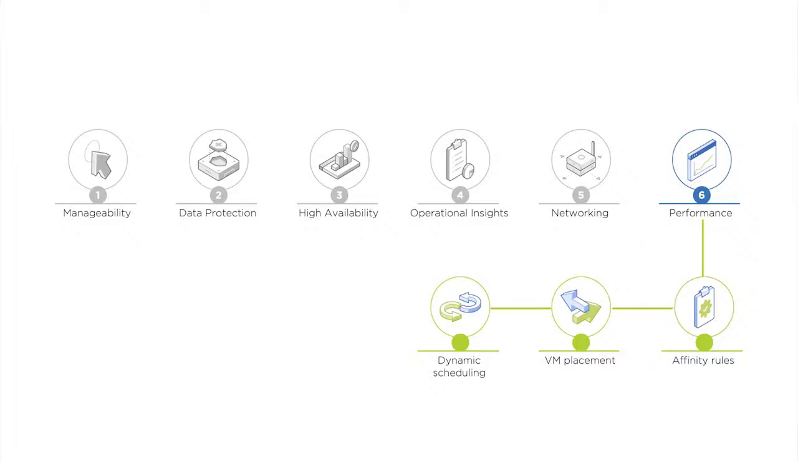VM placement involves two things. First, balancing workloads up front during initial VM creation, and second, optimization that occurs either when you create and power on a new VM or when a VM powers off and on for any reason. And finally, affinity rules define which VMs can run on a particular set of hosts, or defining what VMs shouldn't run together on the same host.